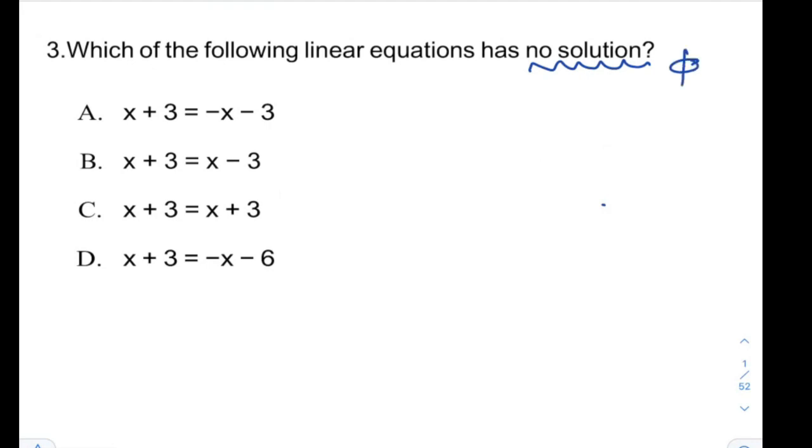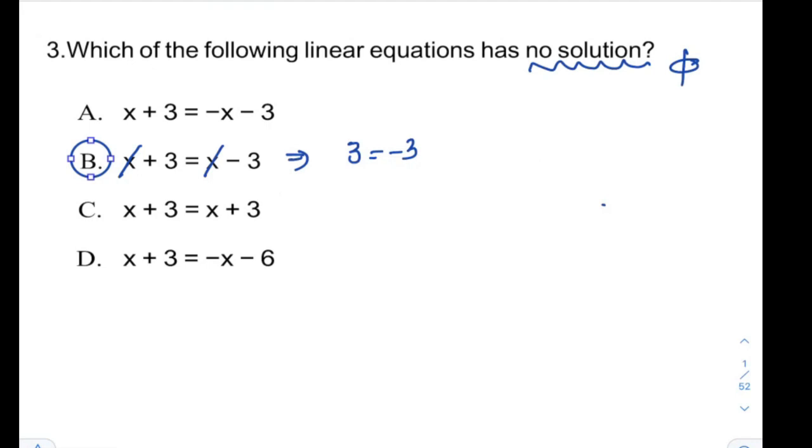Let's check this one. It's very clear here that if you eliminate x here, x there, and subtract x from both sides, you end up with 3 equals negative 3. So for sure, this is the one that he is looking for.